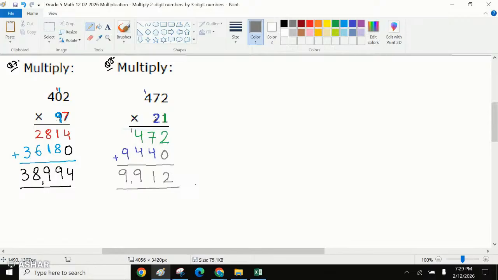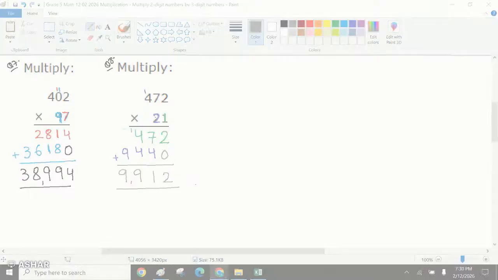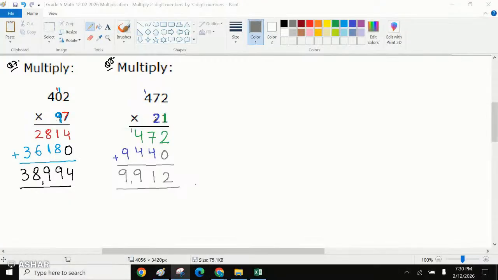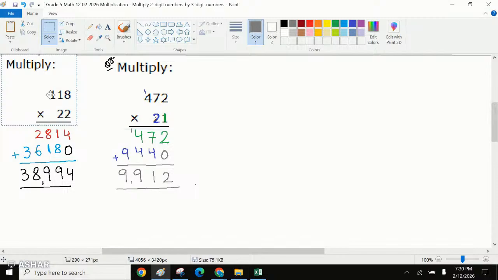Let's confirm whether the answer is correct. So we can say 472 multiplied by 21 comes out to be 9,912. Okay, let's have a look at another question. The next question says multiply 118 by 22.